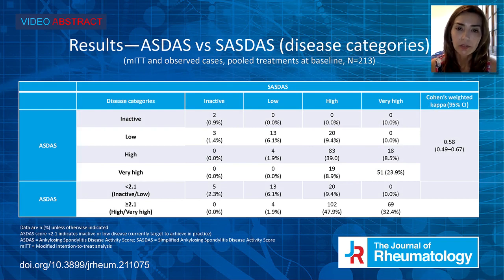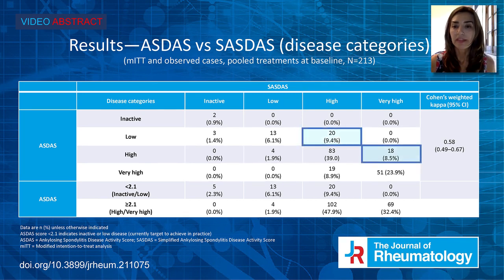In this table, as you can see, the SASDAS disease categories placed almost 70% of the patients in the same disease activity categories as ASDAS. The Cohen's weighted kappa was 0.58 at baseline, suggesting a moderate to substantial agreement.